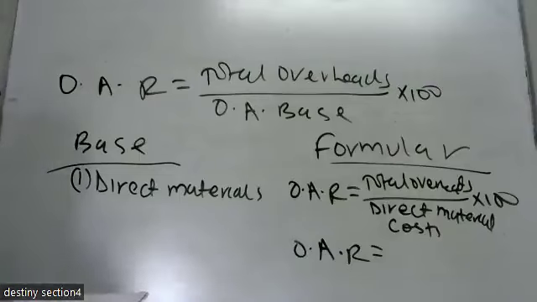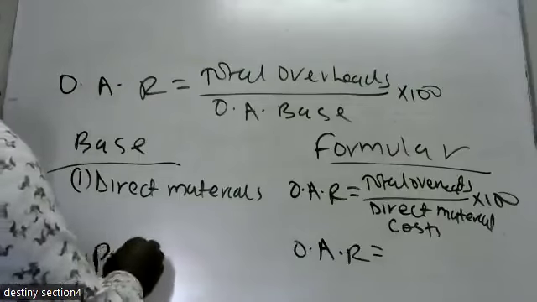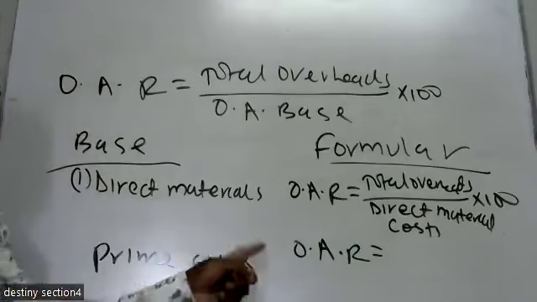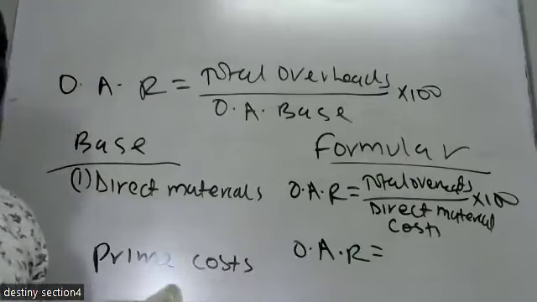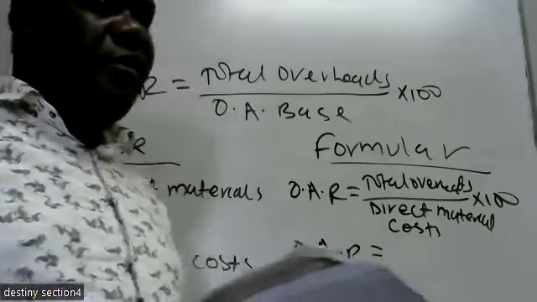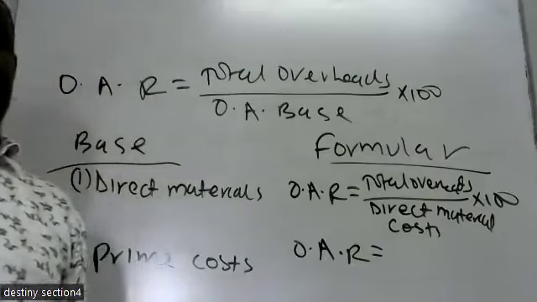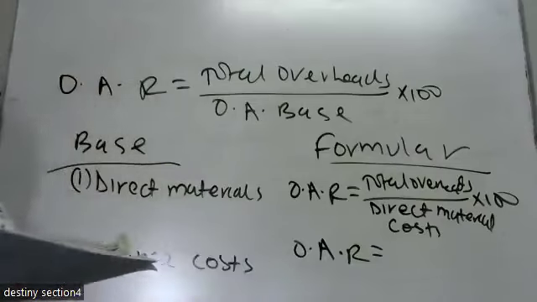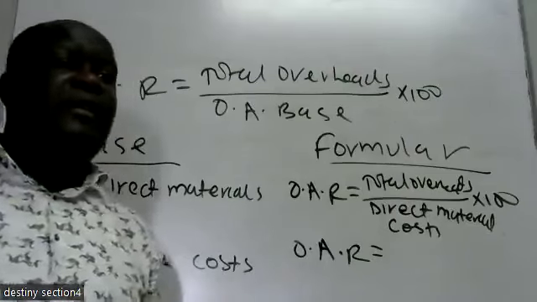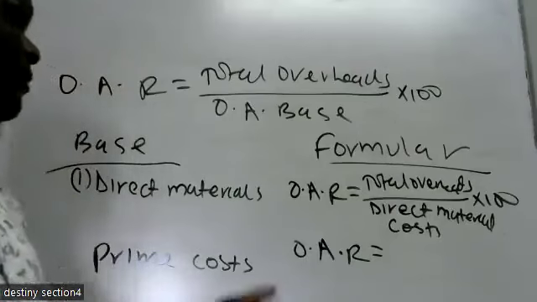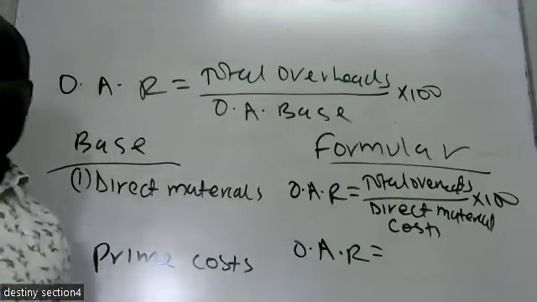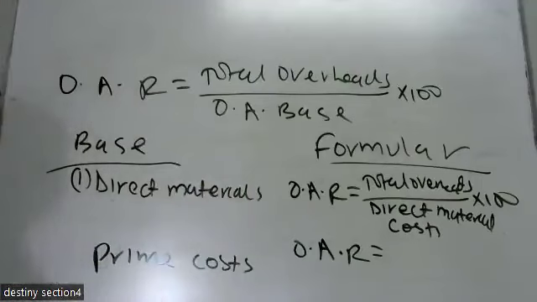The next one is number three, prime costs. For the prime cost, the overhead absorption rate will be equal to total overhead costs divided by the prime costs, then you express it as a percentage. Remember, prime cost is the addition of direct material plus direct labor. That's what gives us the prime cost.